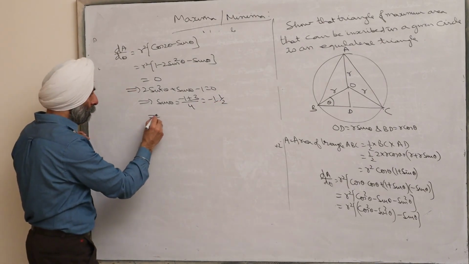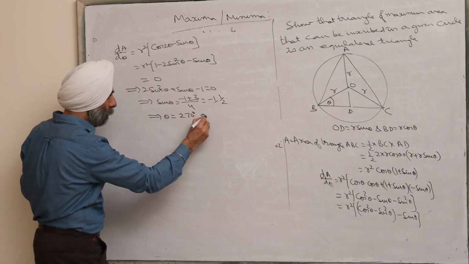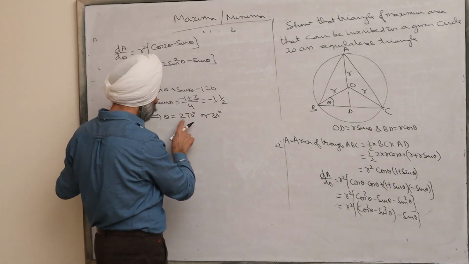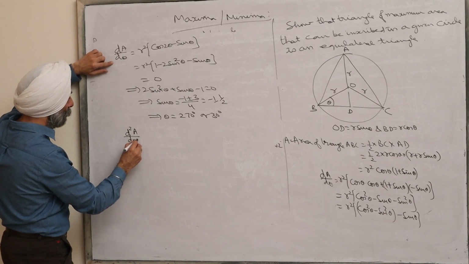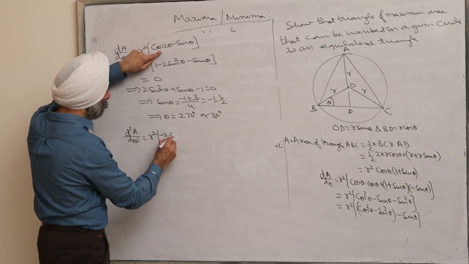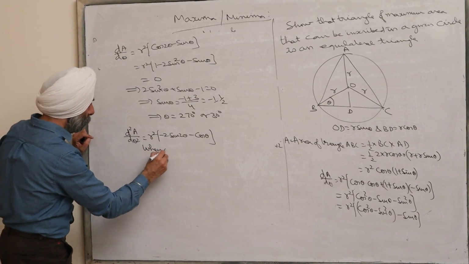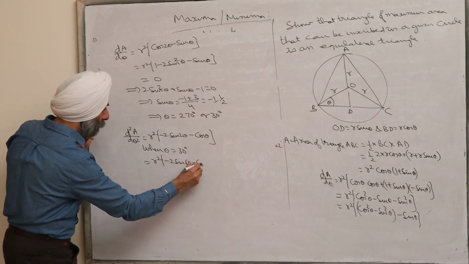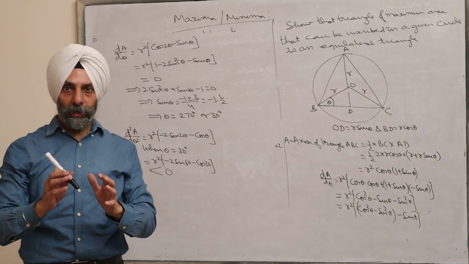that sin theta comes out to be equal to minus 1, or 1/2. Sin theta equals minus 1 means theta equals 270 degrees, or theta equals 30 degrees here. So this implies that theta equals 30 degrees. Now, find the second order derivative. d square A over d theta square is R square into derivative of cos 2 theta minus 2 sin 2 theta minus cos theta. When theta equals 30 degrees, this is R square into minus 2 sin 60 minus cos 30. You can see that it is less than 0. Less than 0 implies it is maximum.